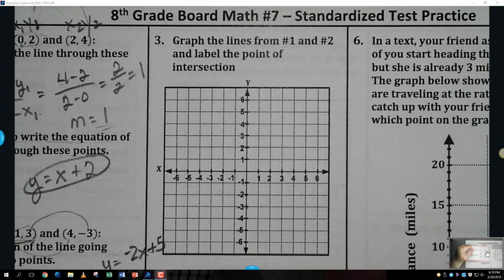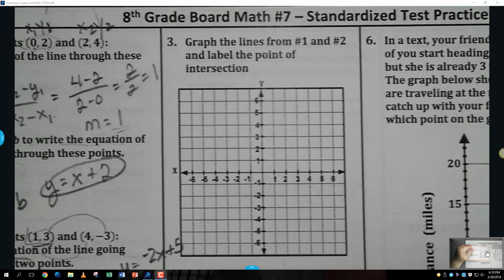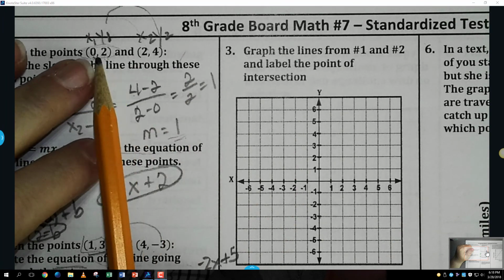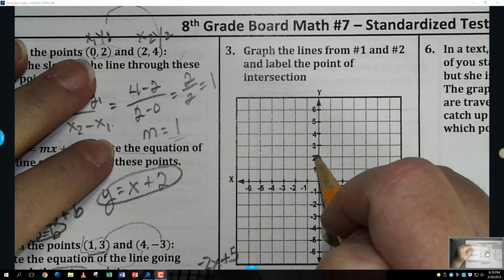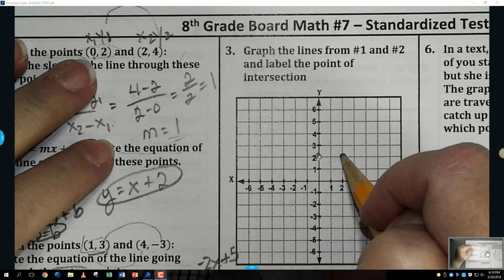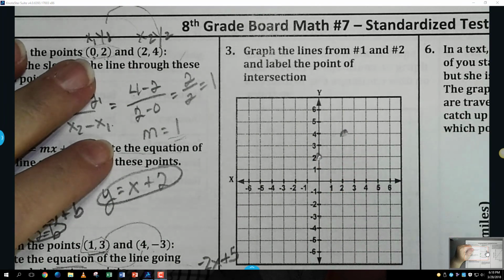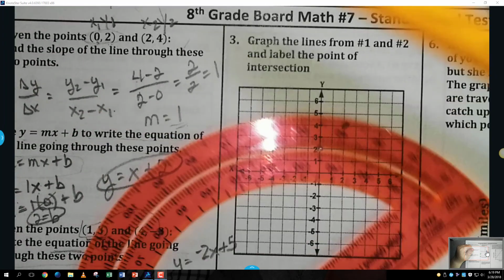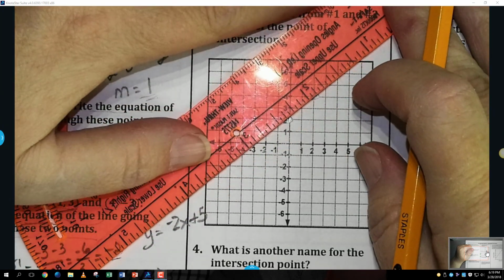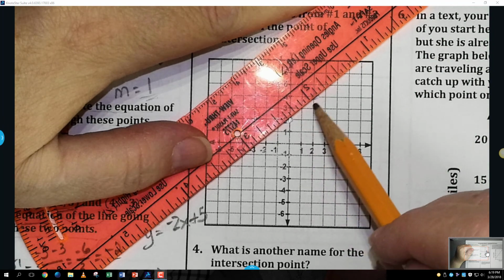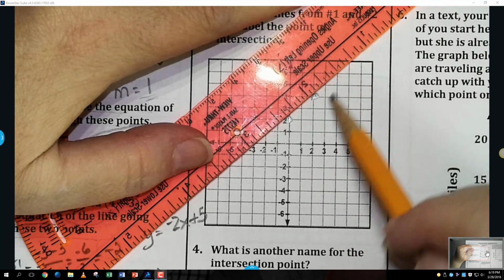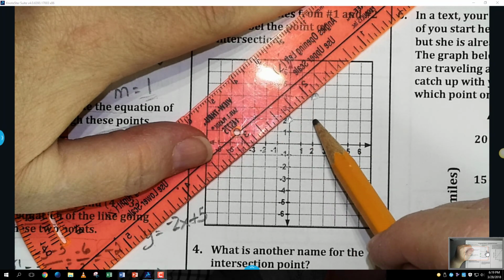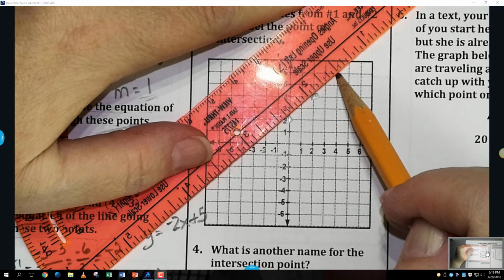Graph the lines from 1 and 2 and label the point of the intersection. Okay, so I'm going to kind of cheat because it tells me the 2 points. So 0, 2, and 2, 4. All right, so there's those 2 points. So now what I'm doing is, that's going to be to the right by 2 and up 2. So to the right by 2 and up 2. I'm just kind of keeping an eye on this.